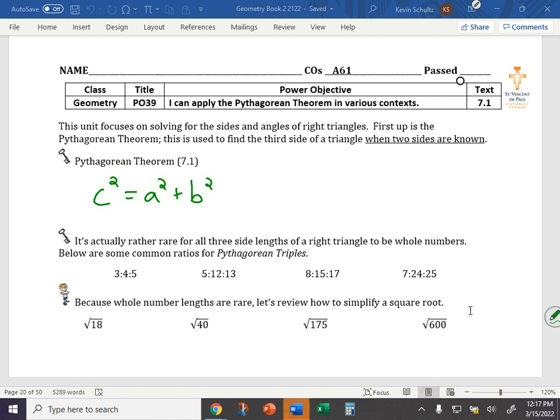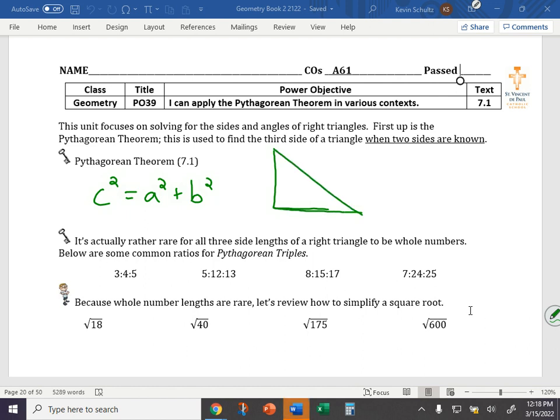Obviously, since it's an equal sign, A squared plus B squared equals C squared is the same thing as C squared equals A squared plus B squared. It doesn't make a difference. But in order to kind of prep for CO40, I'm going to write it like that. What type of triangle does this have to work with? Does it only work with a right triangle?